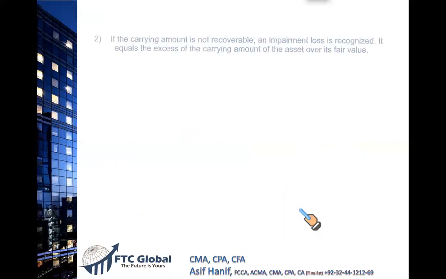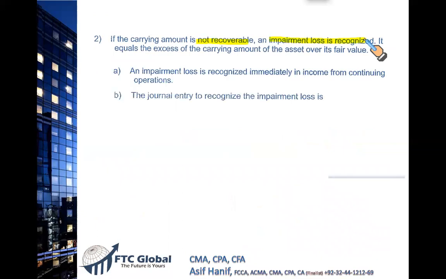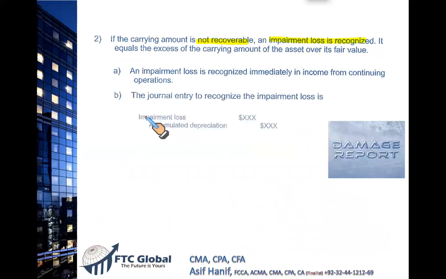That's the next slide here. When the first step, the recoverability step, says that the carrying amount is more and undiscounted future cash flows are less, the carrying amount is not recoverable, so an impairment loss is recognized. You pass this entry: you debit the impairment loss, which goes to the income statement as a loss, and you credit this amount to accumulated depreciation, because accumulated depreciation is a contra asset account. So you can put the impairment loss in accumulated depreciation. This will automatically reduce your carrying value, or the net book value.